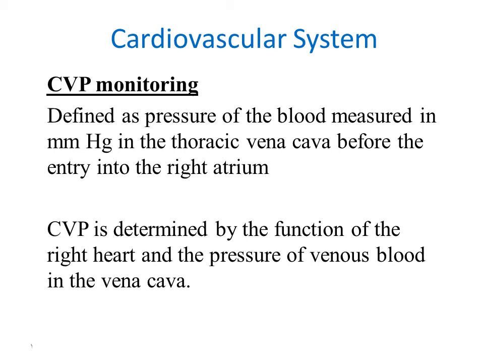Central venous pressure monitoring is defined as the pressure of the blood, measured in millimeters of mercury, in the thoracic vena cava before the entry into the right atrium. Central venous pressure is determined by the function of the right heart and the pressure of the venous blood in the vena cava, so this reading may reflect the function of the right side and the amount of blood volume and fluid status in the body.